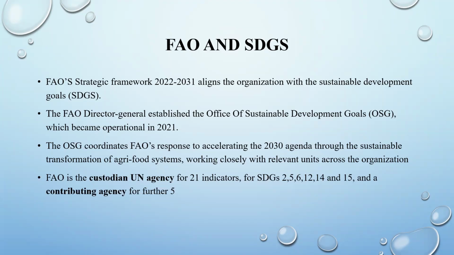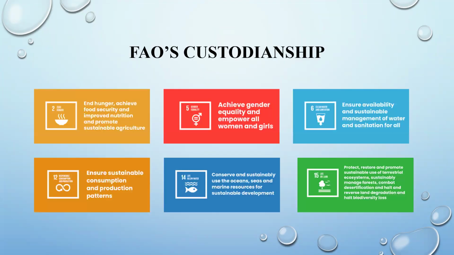FAO is the custodian UN agency for 21 indicators of SDGs 2, 5, 6, 12, 14, and 15, and a contributing agency for a further 5. So FAO has custodianship of SDG 2, which is zero hunger, which states: end hunger, achieve food security and improve nutrition and promote sustainable agriculture. SDG 5, which states gender equality: achieve gender equality and empower all women and girls.